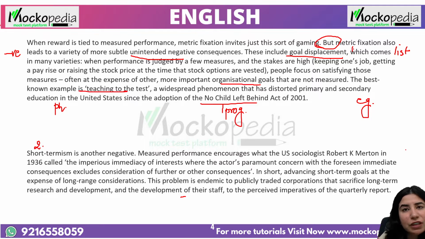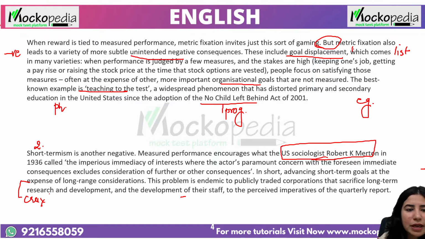So you see, whenever there is a proper noun, please note down that proper noun, right? There is a good possibility that the question might be asked and you know where to go back. So you can mark Robert K. Merton, right? So he's saying that your focus deviates. In short, advancing short-term goals at the expense of long-range considerations. So this is the crux.